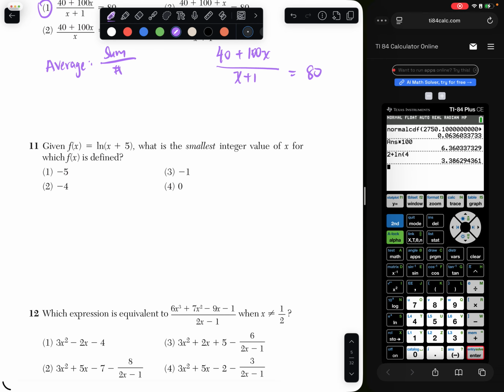Okay. Given f of x is equal to ln of x plus 5, what is the smallest integer value of x for which f of x is defined? So we can't take, so for ln, there's the domain restriction. We can't take ln of a number.